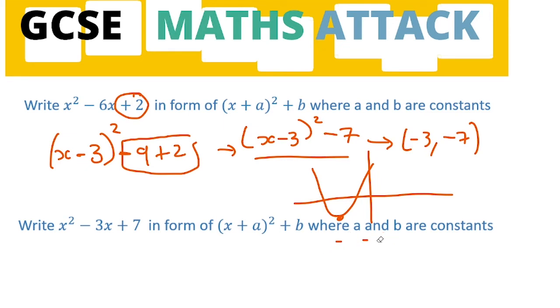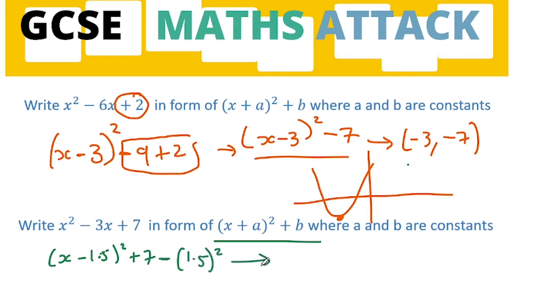Okay, so the next question over here, I have x squared minus 3x plus 7, and I want to put it in this format. The first thing you want to do is half that. So you get (x minus 1.5) squared, and I have plus 7 over here. But I know that I need to subtract 1.5 squared.